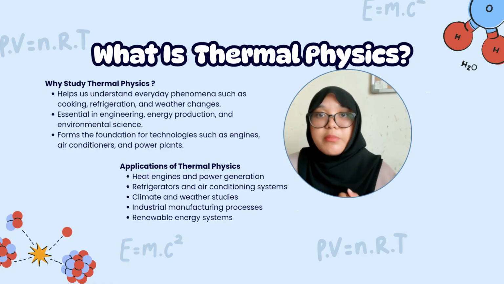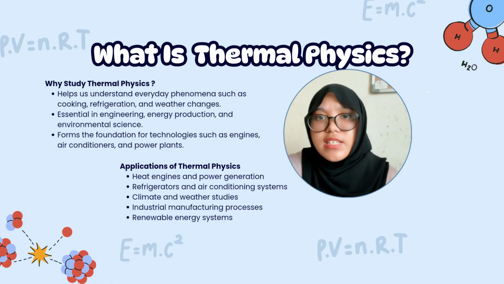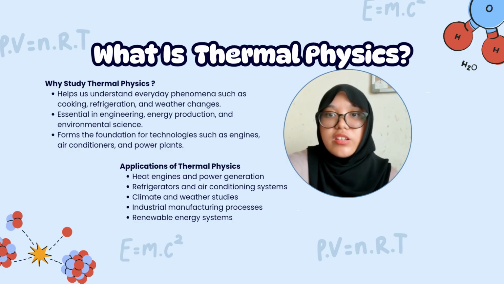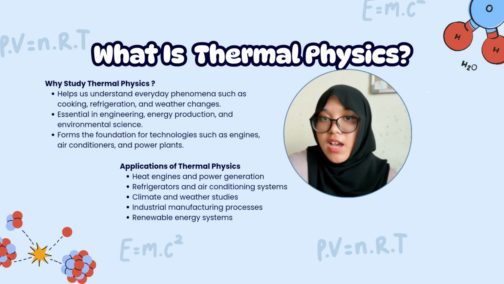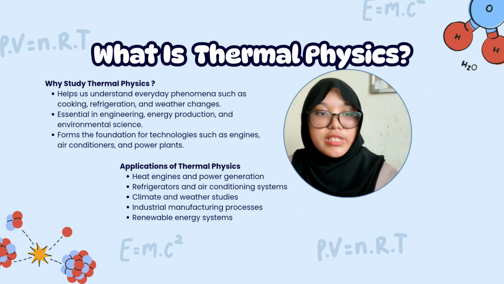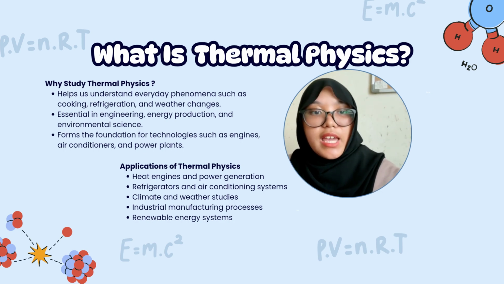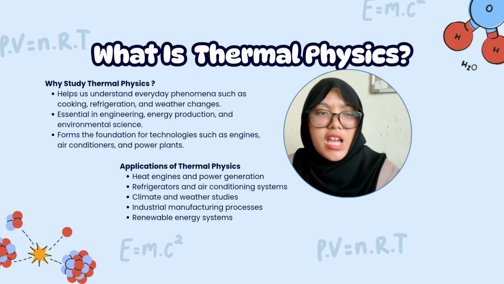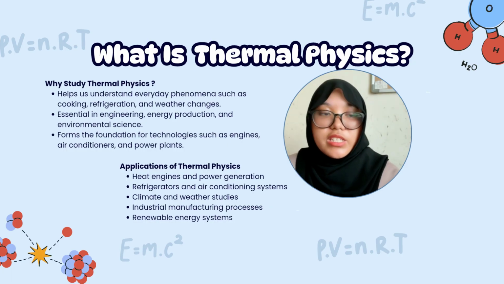Number 3. Climate and weather studies. Scientists use thermal principles to study heat transfer within the Earth's atmosphere and oceans. This helps them predict weather patterns, understand climate change, and analyze environmental conditions. Number 4. Industrial manufacturing processes. Many industries depend on controlled heating and cooling processes. Thermophysics is involved in metal production, food processing, chemical manufacturing, and many other industrial applications.